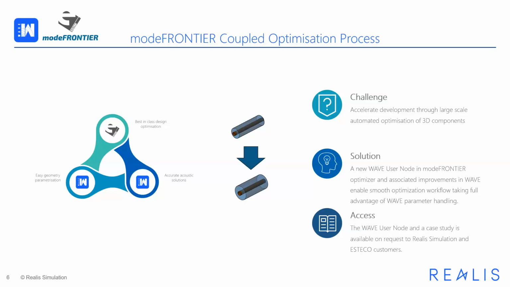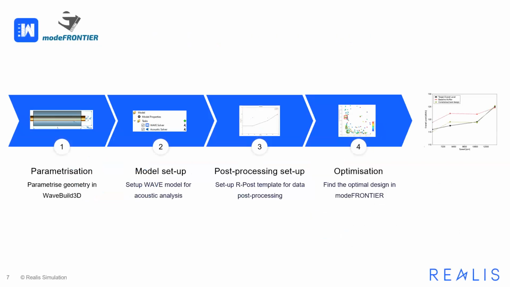So what does the optimization workflow look like? The workflow starts with parameterization. So for example, we can parameterize a muffler component in WaveBuild3D, setting up diameters of the internal pipes, perforation parameters, canister geometry as parameters which are available in Wave simulation.